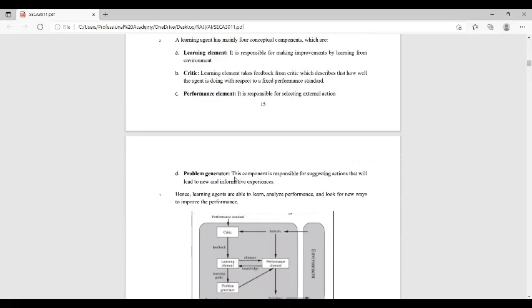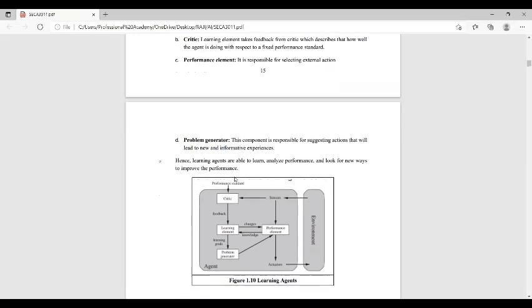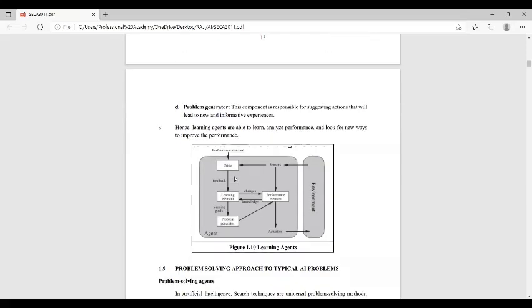Critic means the learning element takes feedback from the critic, which describes how well the agent is doing with respect to a fixed performance standard. The performance element is responsible for selecting external actions. The problem generator is responsible for suggesting actions that will lead to new and informative experiences.